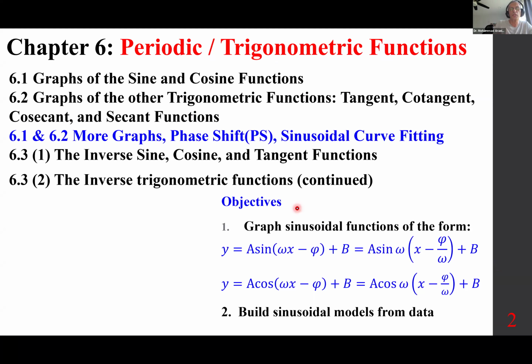What is the objective? Graph sinusoidal functions of the form y equals a sine omega x minus phi plus b. And you can take the omega out: a sine omega times x minus phi over omega plus b, same thing for the cosine, and build sinusoidal models from data.